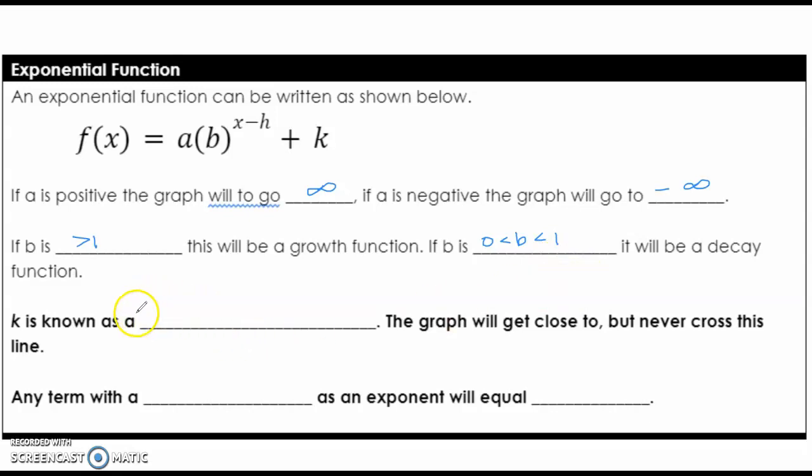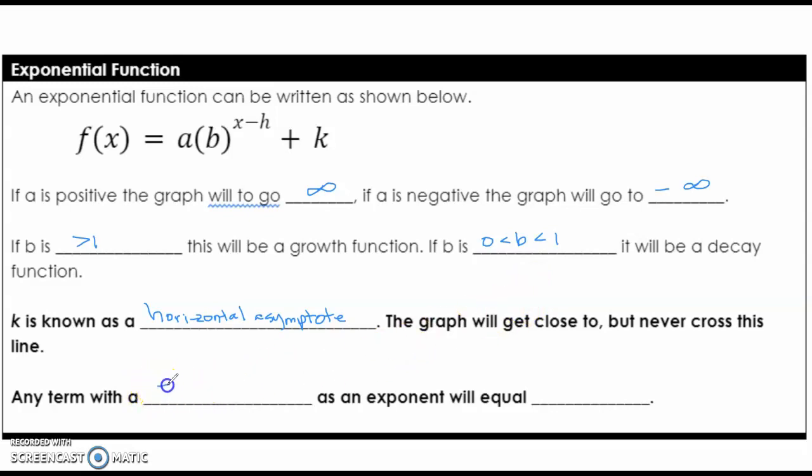K is known as a horizontal asymptote. The graph will get close to but never cross this line. It's kind of like an axis of symmetry where we're going to put it on the graph and use it to make our graph.